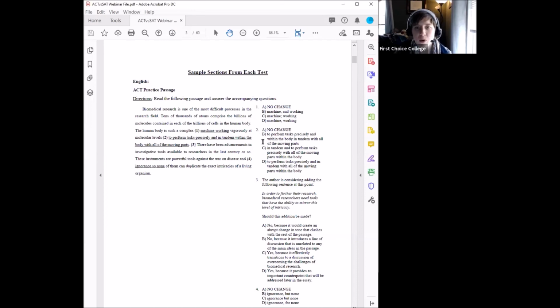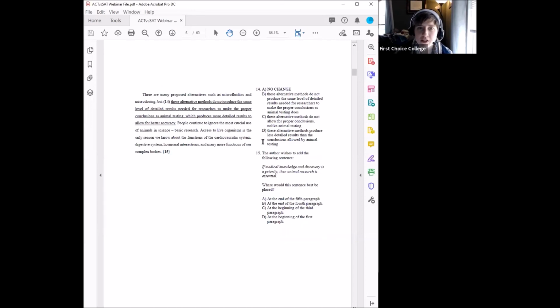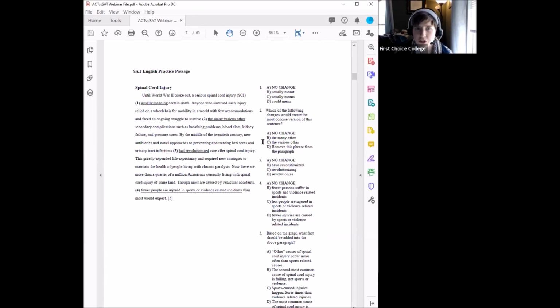So you can kind of see the way in which this is very, very similar to the English section on the SAT, which is the writing section, right? It's the same underlines, fixing the underlines, changing things around. So this is all about grammar.